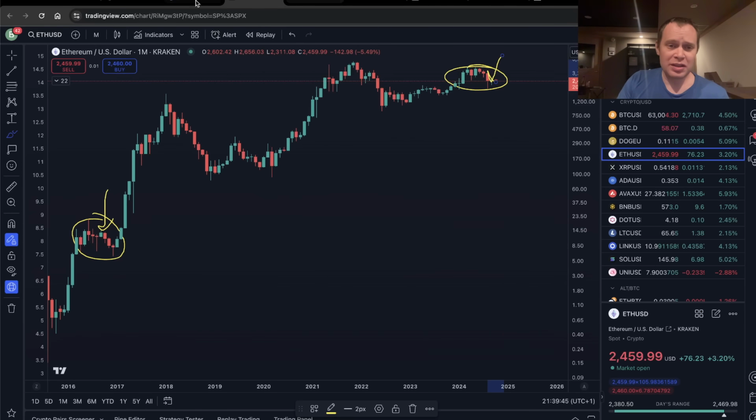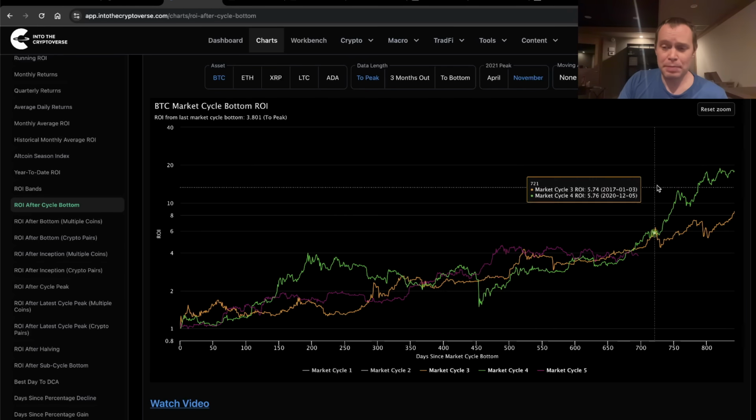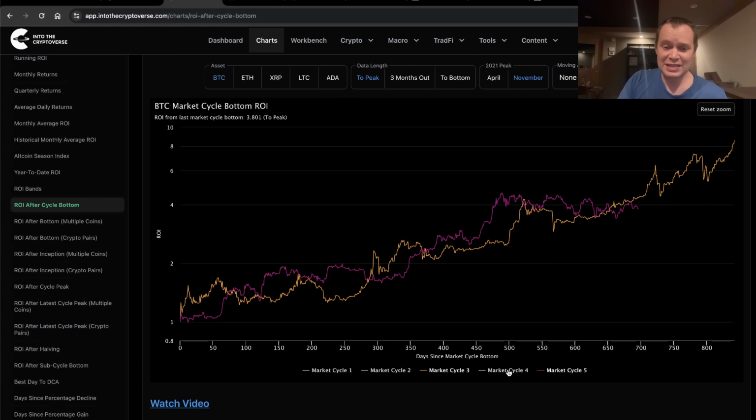Now, one of the interesting things is that a lot of people like to compare this cycle to the 2016 cycle, and it looks pretty similar, right? I mean, you can't deny it.